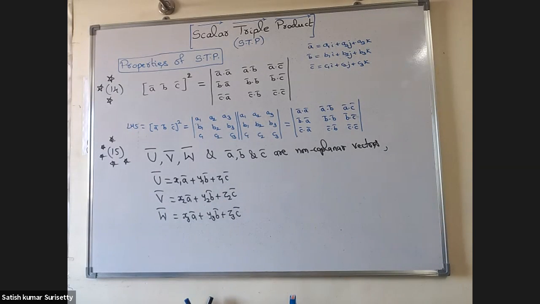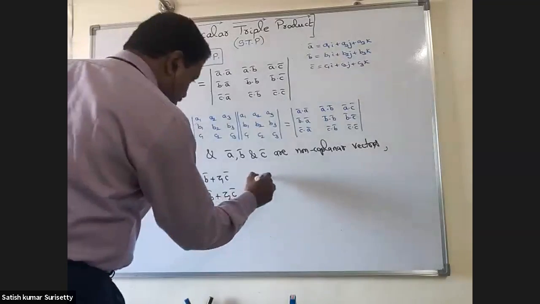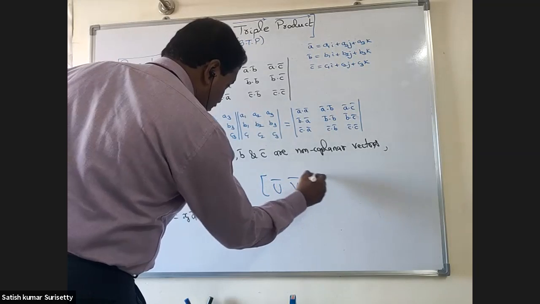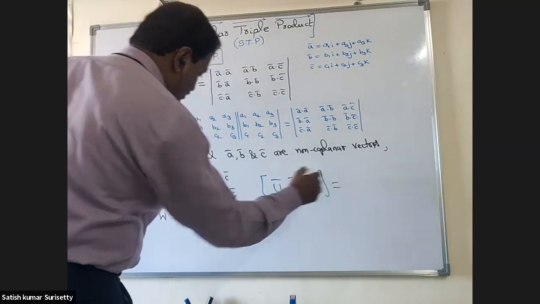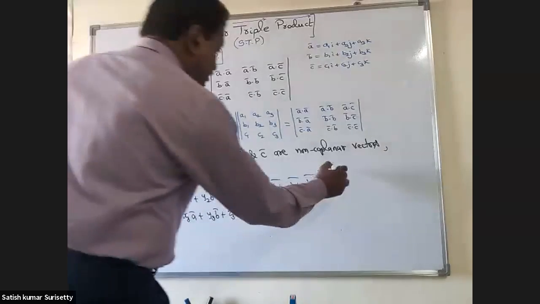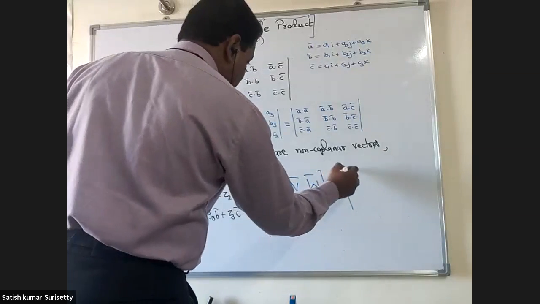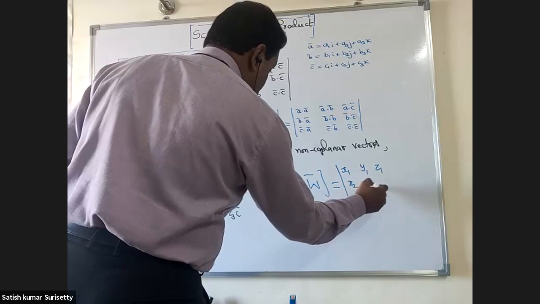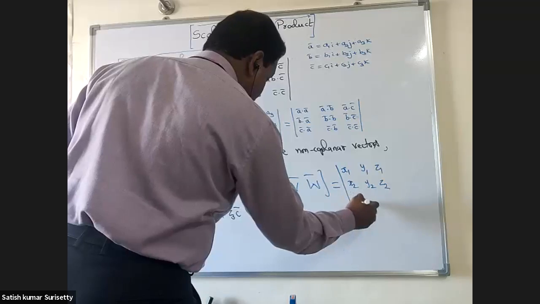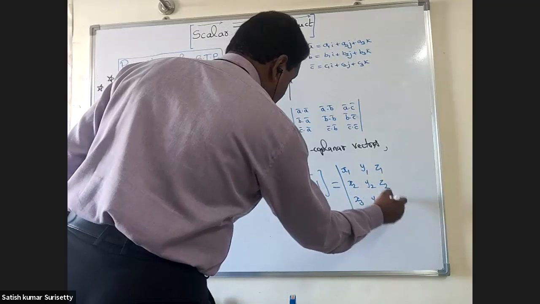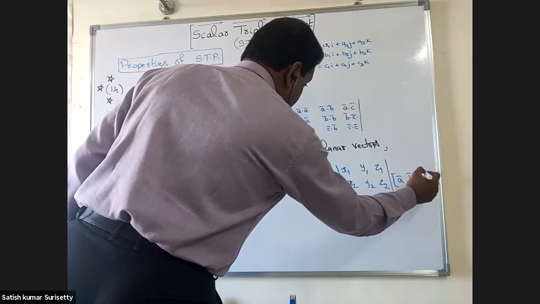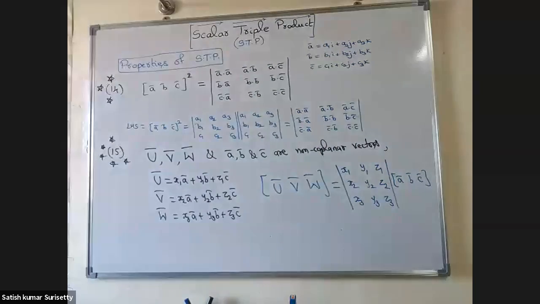Then scalar triple product of u bar, v bar, w bar equal to the determinant of x1 y1 z1, x2 y2 z2, x3 y3 z3 into the scalar triple product of a bar, b bar, c bar. So in numerical problems, this will be very useful.